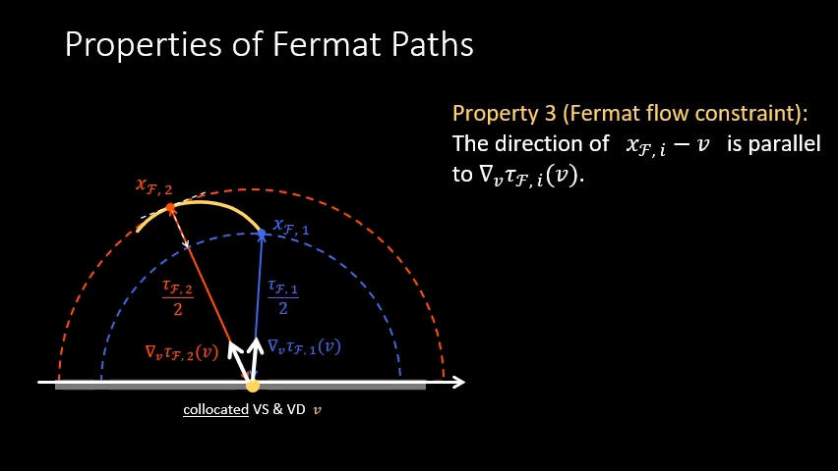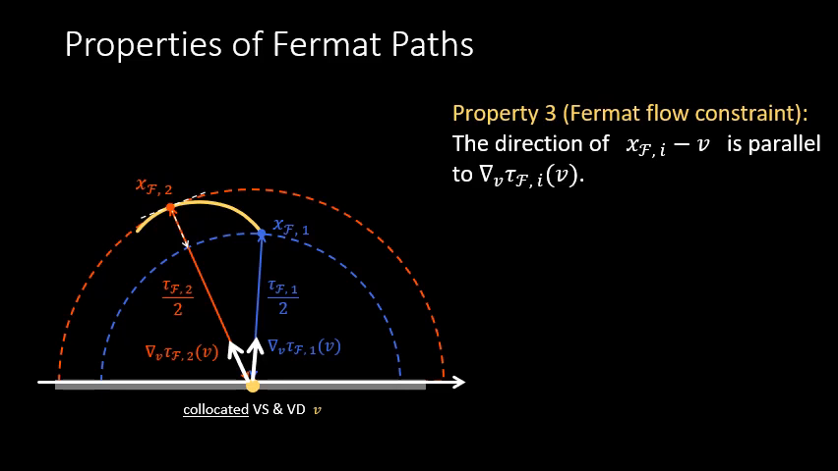Third, Fermat paths satisfy a property that we call the Fermat flow constraint. This property says that the spatial gradient of their length with respect to the virtual source is parallel to the direction connecting the virtual source and the point on the non-line-of-sight surface.